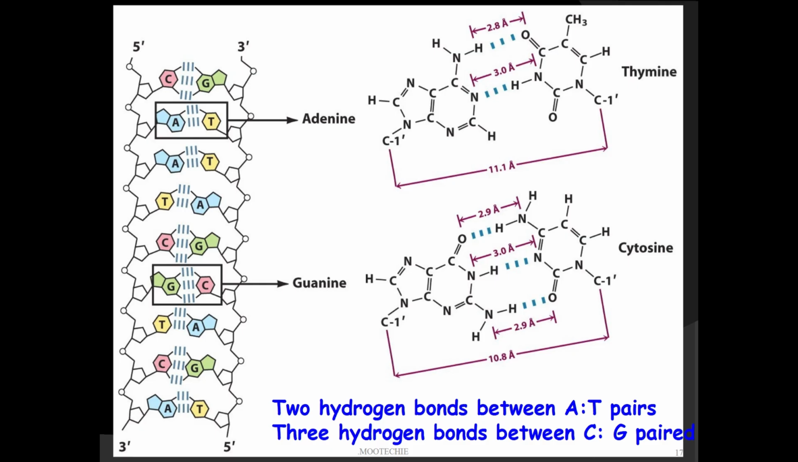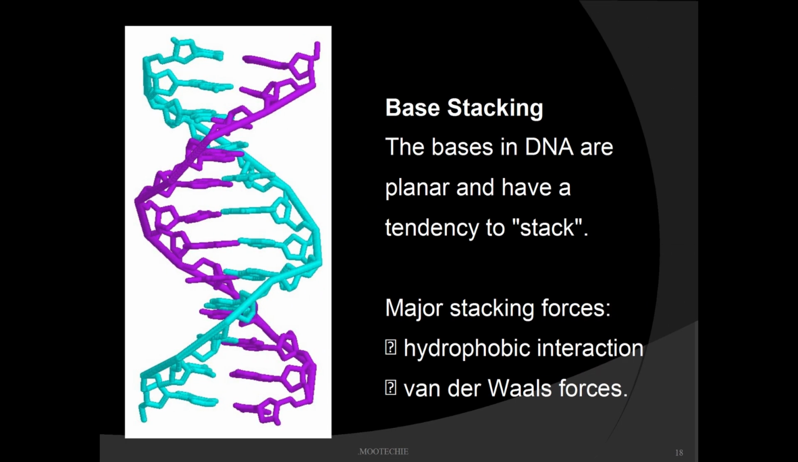But there's another often overlooked force holding the helix together: base stacking. The bases in DNA are flat and planar, and they have a tendency to stack on top of each other like a pile of coins. The major stacking forces are hydrophobic interactions and van der Waals forces. This stacking is crucial for the stability of the double helix.